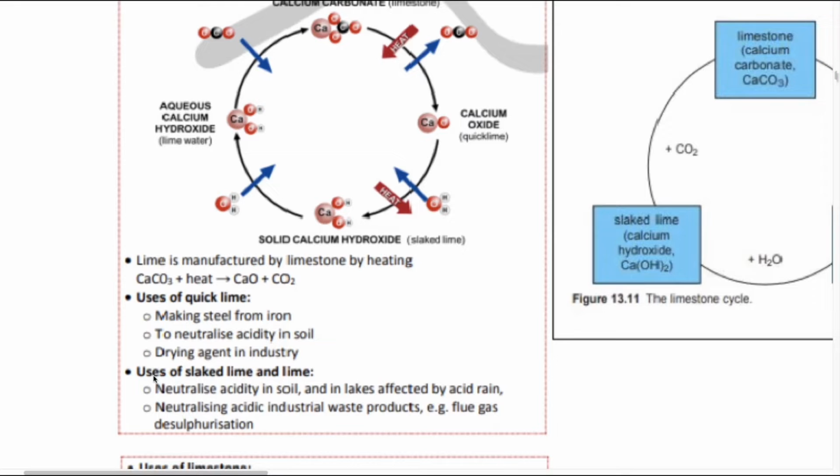Okay, so interrelated. Now we look at the next point here, uses of slaked lime and lime. You know slaked lime means calcium hydroxide. The lime that they mean is actually calcium oxide. As they mentioned here, lime is manufactured from limestone by heating. So this is also lime.